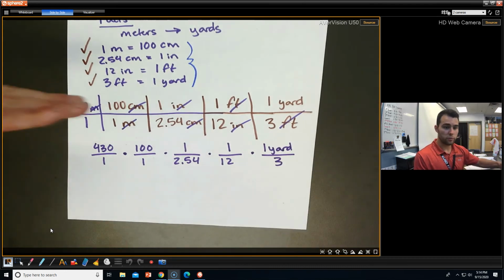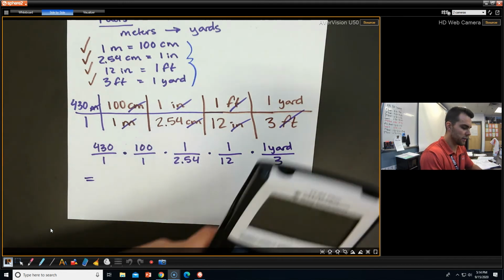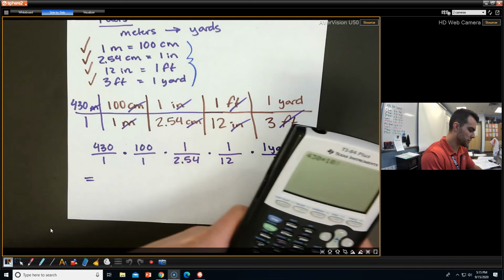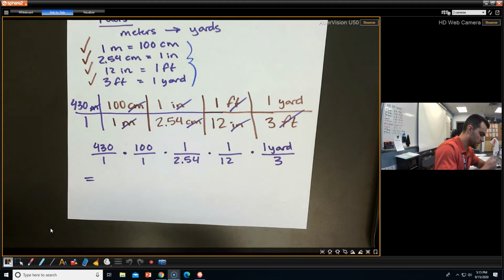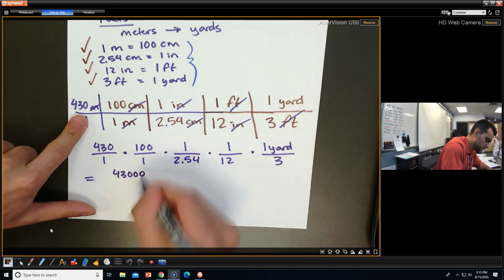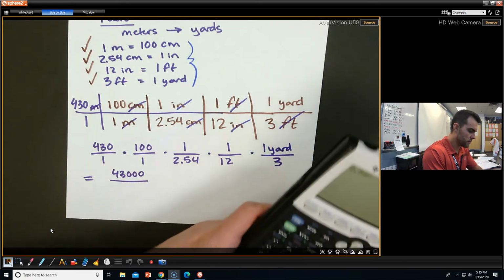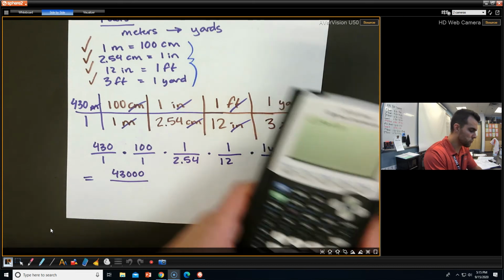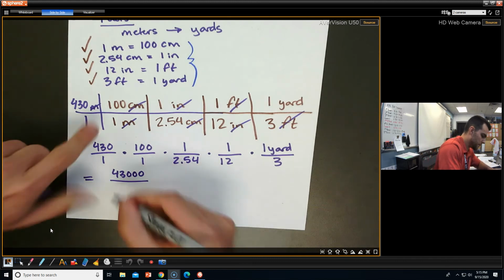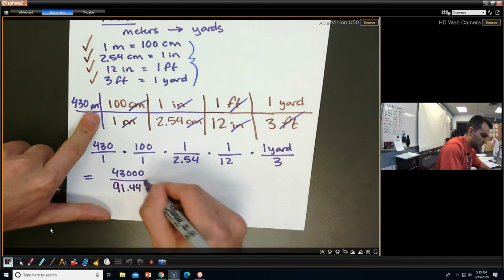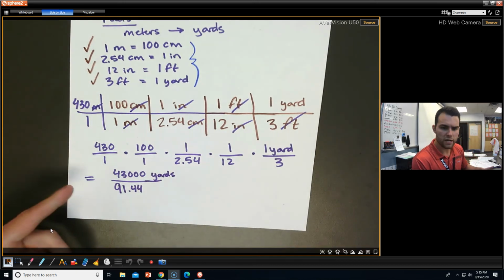So let's multiply the top straight across. Again, use your calculator. Help yourself. 430 times 100 times 1 times 1 times 1. I get 43,000 on top. Now on the bottom, I get 1 times 1 times 2.54 times 12 times 3. And I get 91.44 on the bottom. I actually forgot something on top. I forgot my yards. That was still on top.